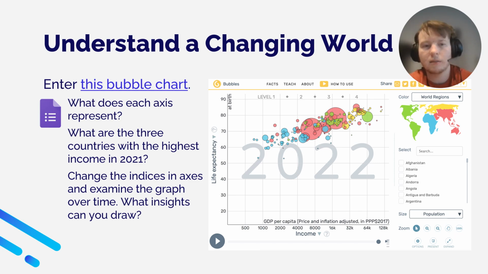In their worksheet, they should answer, what does each axis represent? What are the 3 countries with the highest income in 2021? And to see this, they can look at that x-axis for GDP. And then we'd like students to change the indices and axes and examine the graph over time and see what insights they can draw from this changing graphic.